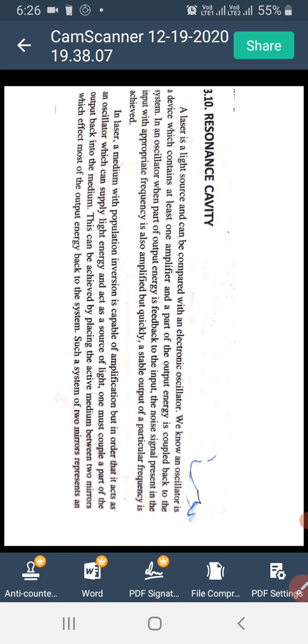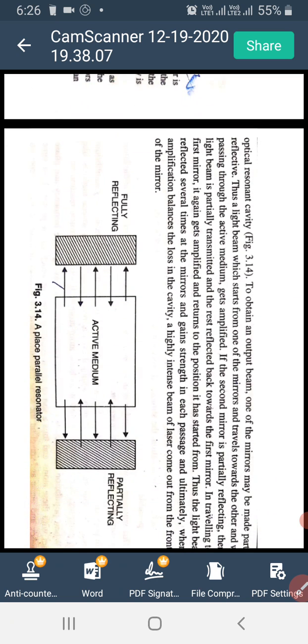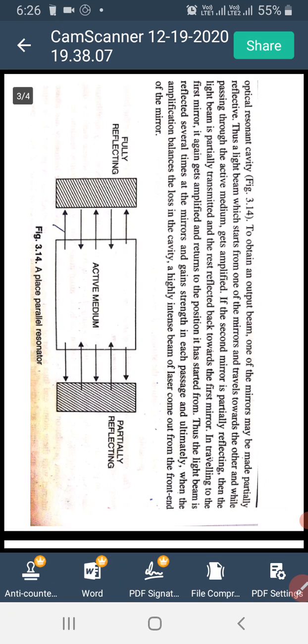In a laser, a medium with population inversion is capable of amplification, but in order to act as an oscillator which can supply light energy as a source of light, one must couple part of the output back into the medium. This can be achieved by placing the active medium between two mirrors, which reflect most of the output energy back into the system. Such a system of two mirrors is called the optical resonant cavity.